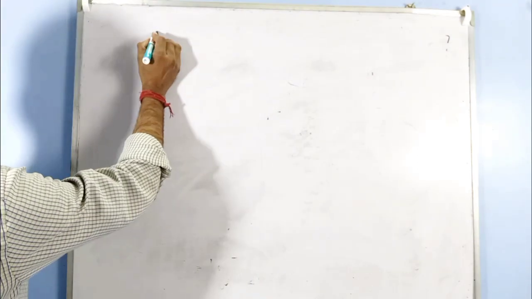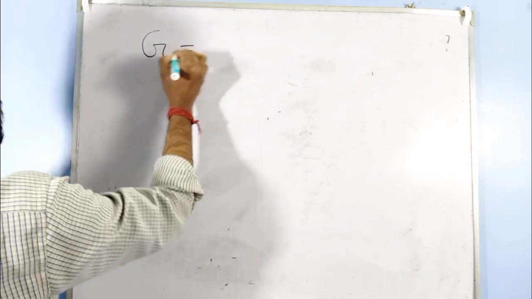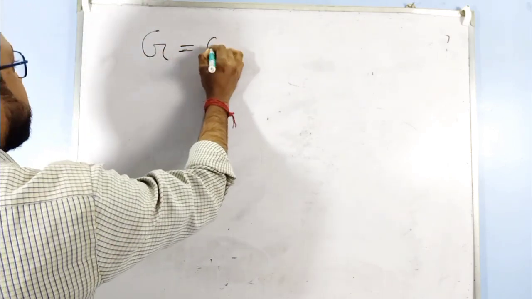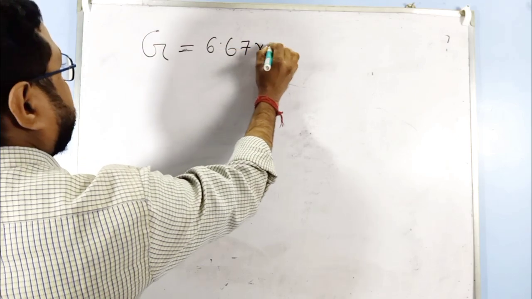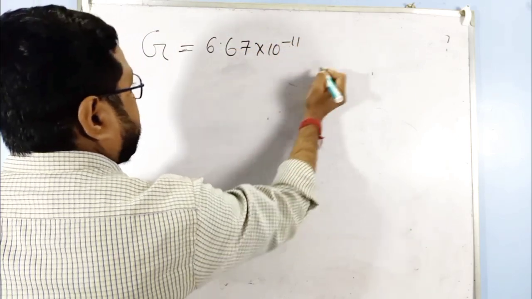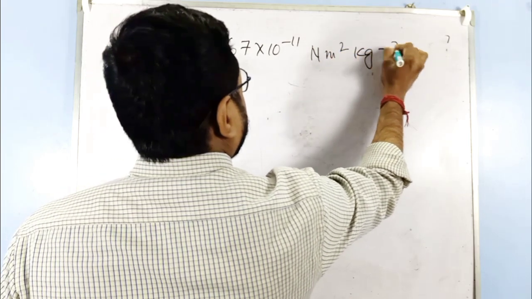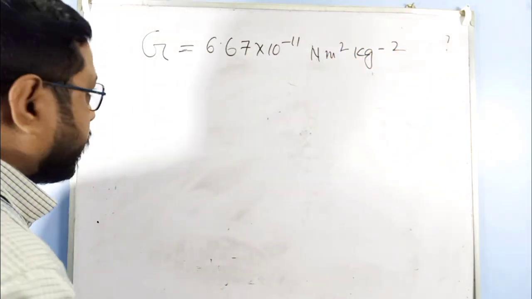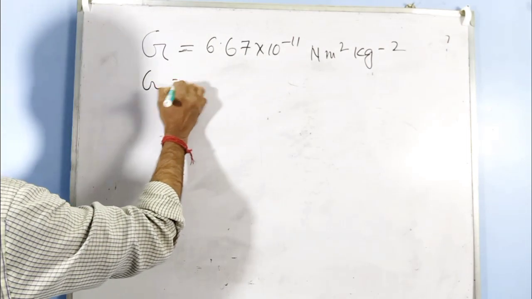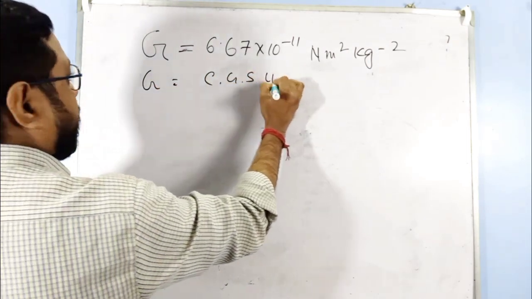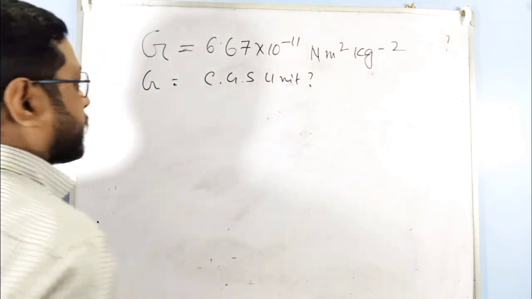Now we shall go with some numerical examples of dimensional analysis. Suppose the value of the universal gravitational constant is given as 6.67 into 10 to the power minus 11 newton meter square kg to the power minus 2, that is in SI unit. We have to find out its value in CGS unit. How can we find it out?